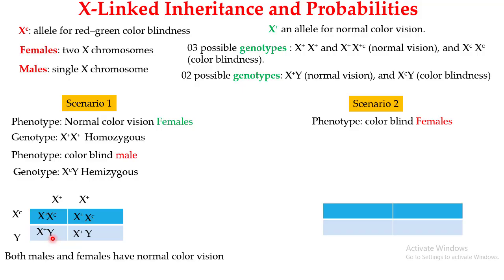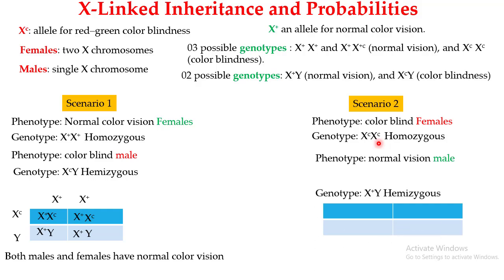Now we have a mother who is colorblind, and the only time she is colorblind is when she has a genotype like this: both of the X chromosomes carry the allele for red-green color blindness. In this case, the father is normal, and the only time the father is normal is when he has a genotype like this: the X carrying the normal allele for color vision, and of course the Y, which is not carrying any allele for color blindness.